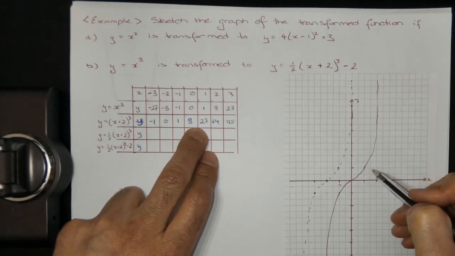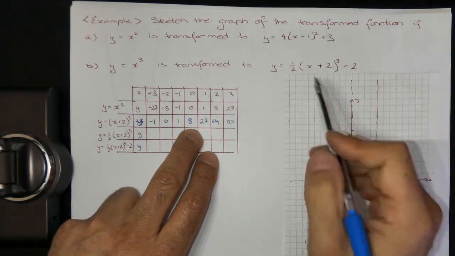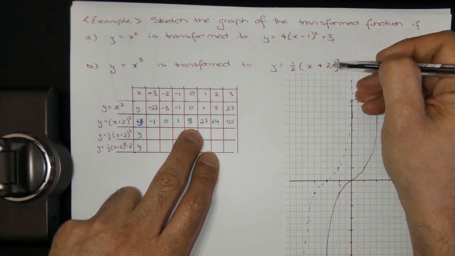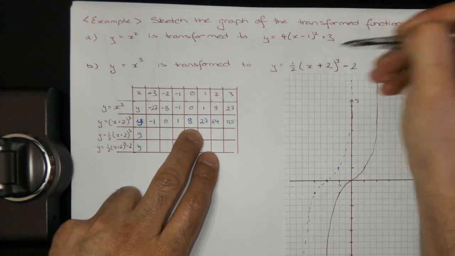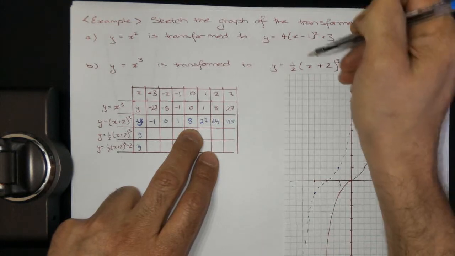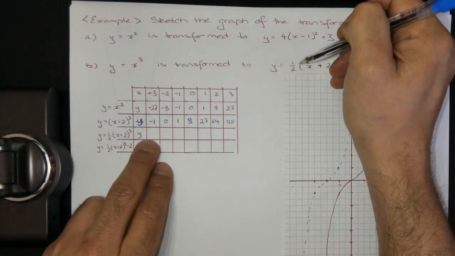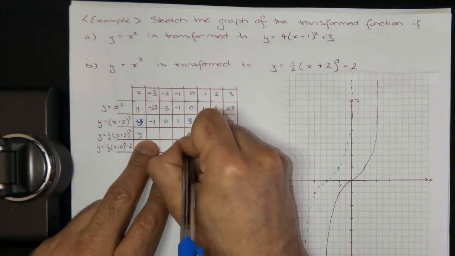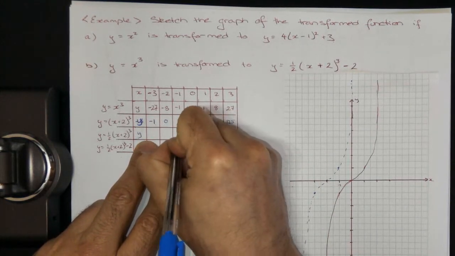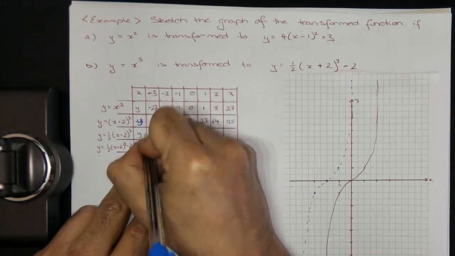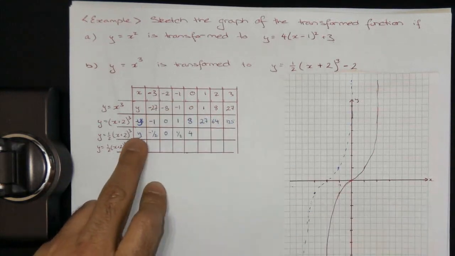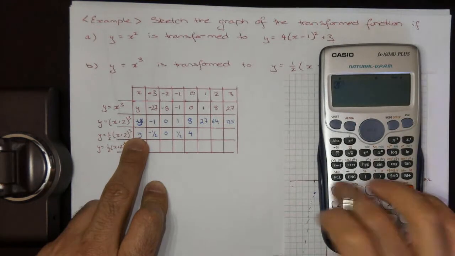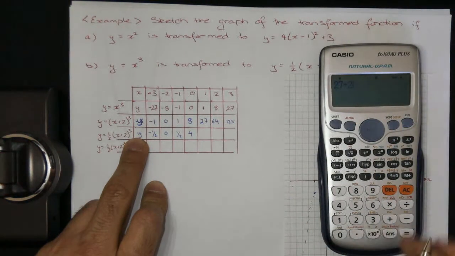The next thing I'm going to do is, so that was the horizontal transformation, I'm now going to do the vertical dilation and then the vertical translation. So the vertical dilation is a half. So what I'm going to do is halve all these values. 27 divided by 2.